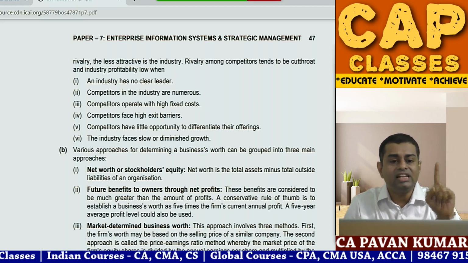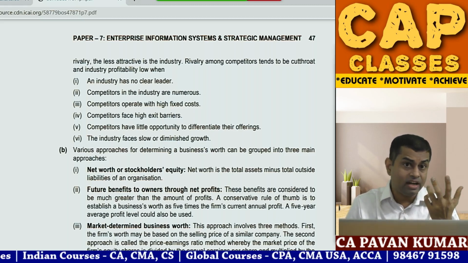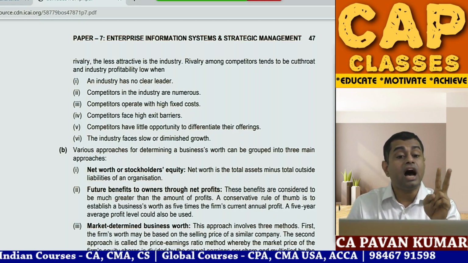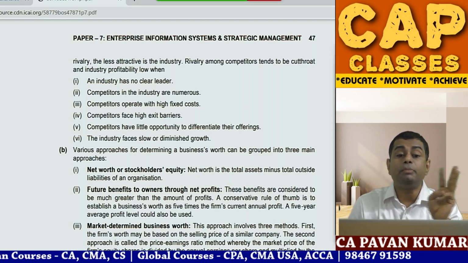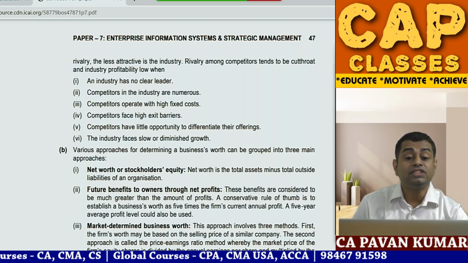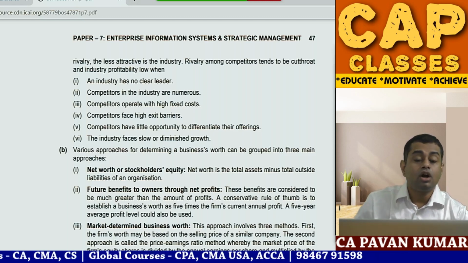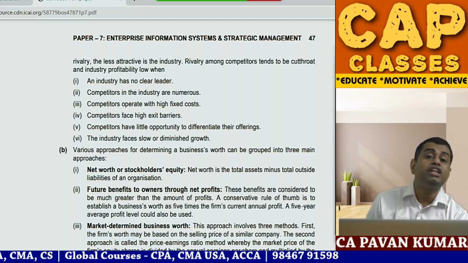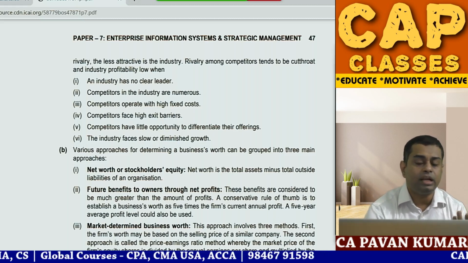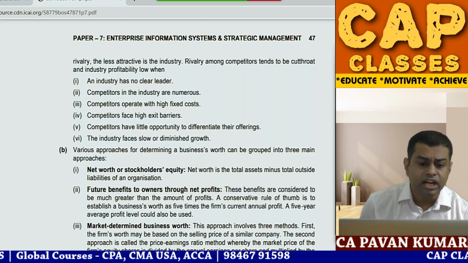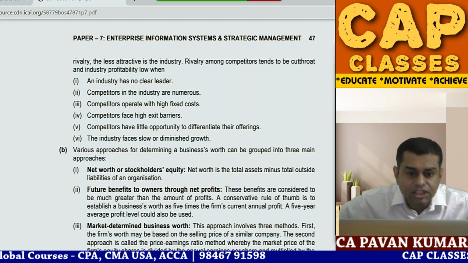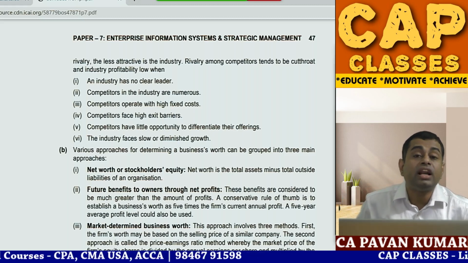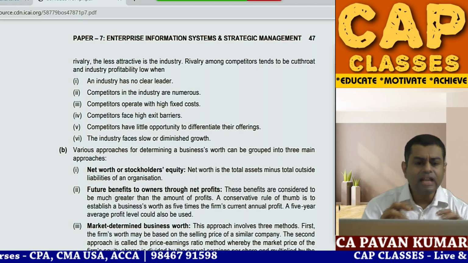When an industry has no clear leader, no market leader, as I told you, competitors are numerous, competitors operate with a high fixed cost, competitors face high exit barriers, competitors have little opportunity to differentiate their offerings. That means differentiation is not possible, only cost leadership is possible. The industry faces slow or diminished growth rate. So these are the points they have written.